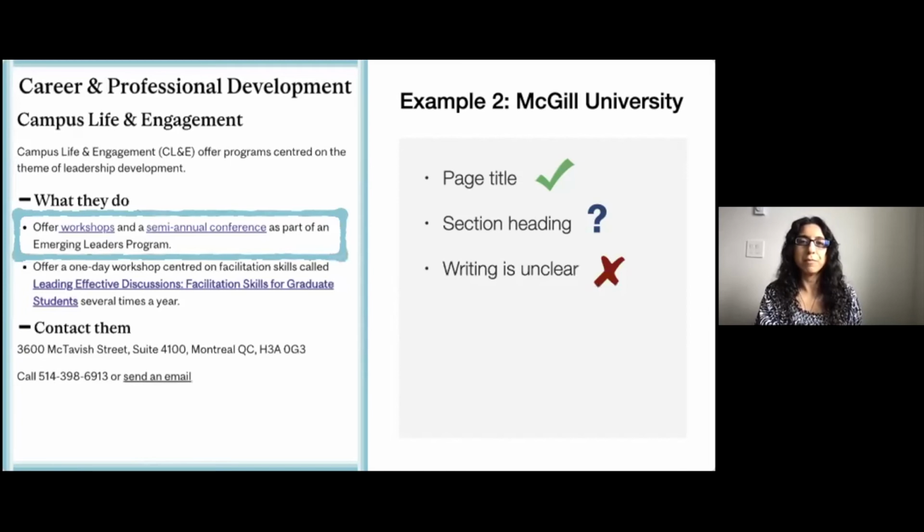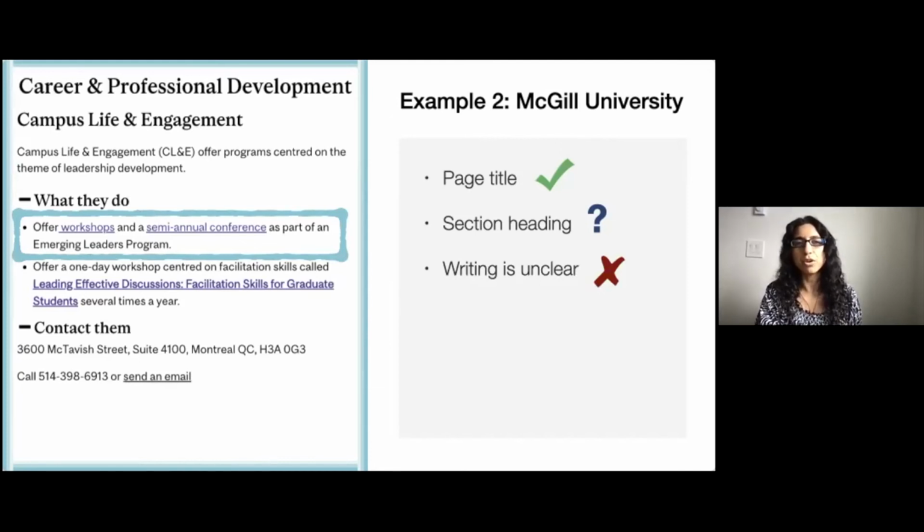So for example, this first bullet says, offer workshops and a semi-annual conference as part of an emerging leaders program. From reading this bullet, I don't have a sense of what the workshops or the conference are actually about. I'm left wondering what I'm going to get out of them. And also, I don't know what's going to be required of me for these. So that's one thing.